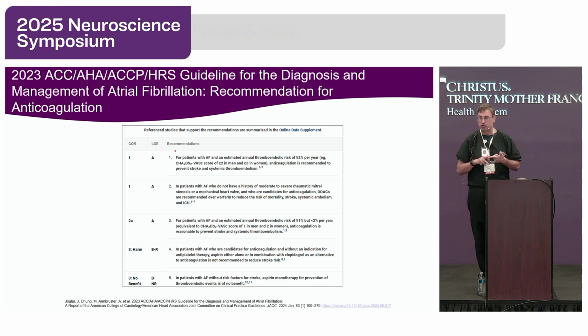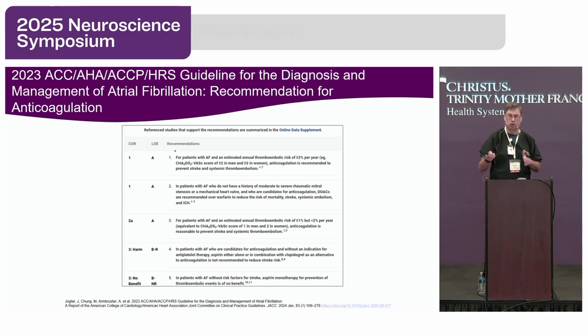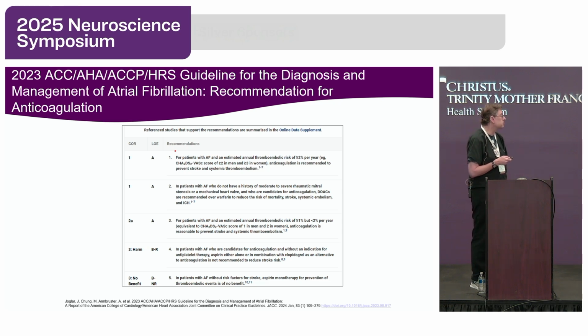A couple important things about the new guidelines. So direct oral anticoagulants are always favored over warfarin with the exception of mechanical valves or moderate to severe mitral stenosis. And secondly, aspirin and Plavix serve no role in AFib stroke prevention. So whether they're high risk or low risk, there's no benefit whatsoever in putting your patients on aspirin or Plavix.